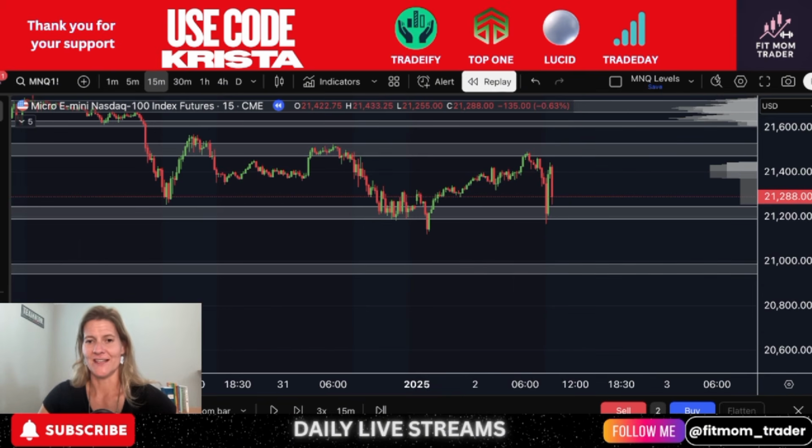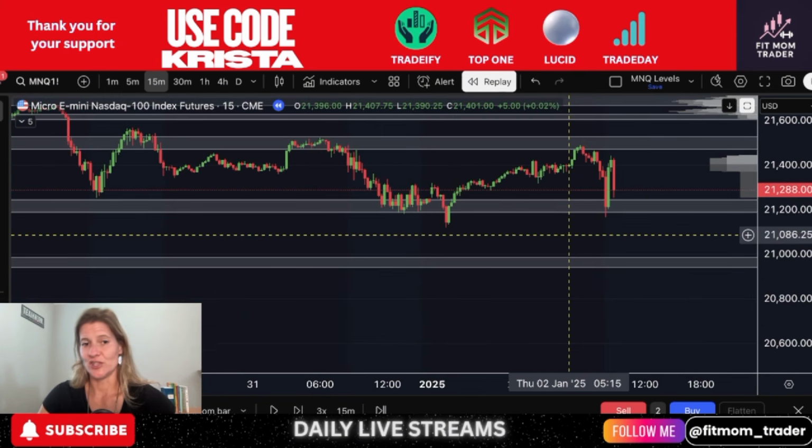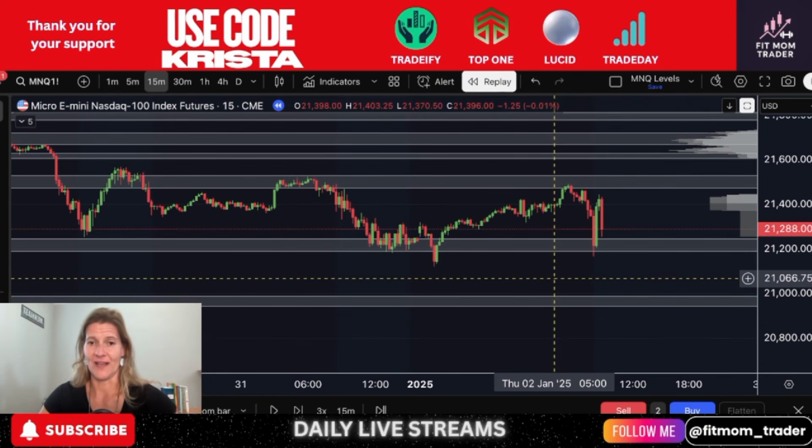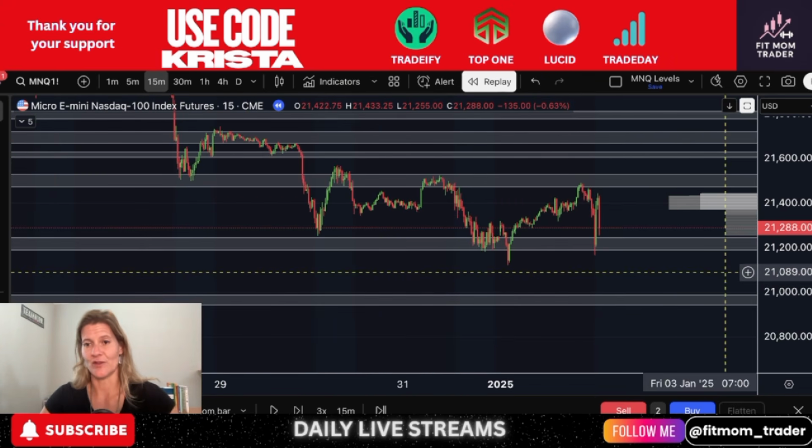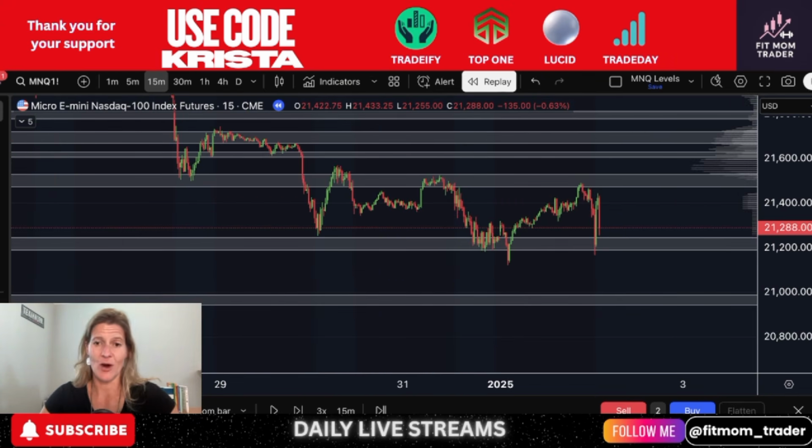It rejected. So instead of just using your eyeballs to find support and resistance, mark off using the higher time frame visible range volume profile, find the areas of high volume, mark them off as a region for support and resistance, and then watch how price reacts off of those levels. This is a really powerful tool.